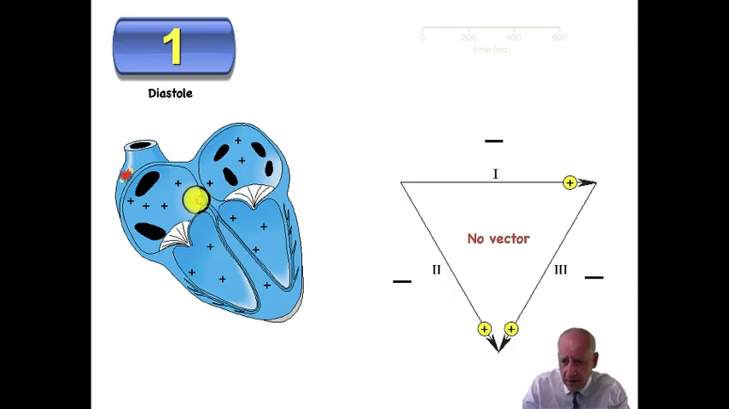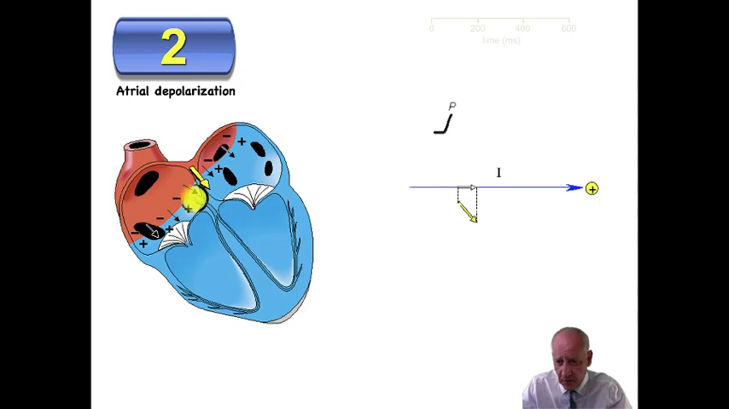We start with the SA node firing, the spark plug of the heart, and this triggers a wave of depolarization across the atria that has an electrical vector that is pointed downward and to the left. Remember, the vector always points to the area of net surface positivity. Since the electrical vector during atrial depolarization is pointed downward and to the left, it is in line with the lead axis for lead 1. And so we produce a positive deflection on the EKG, which we call the P wave.